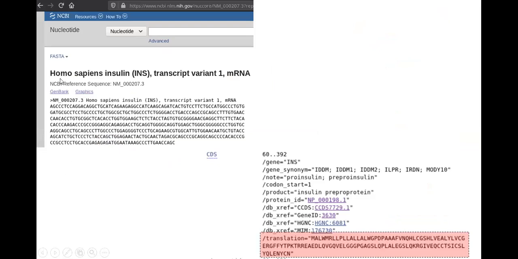A simple example we have taken from NCBI PubMed: the human insulin gene, a transcript variant, mRNA 1. So you see that the ATGCs, or AUGCs, are the mRNA codons. Here are the sequences, and the triplet codon forms.